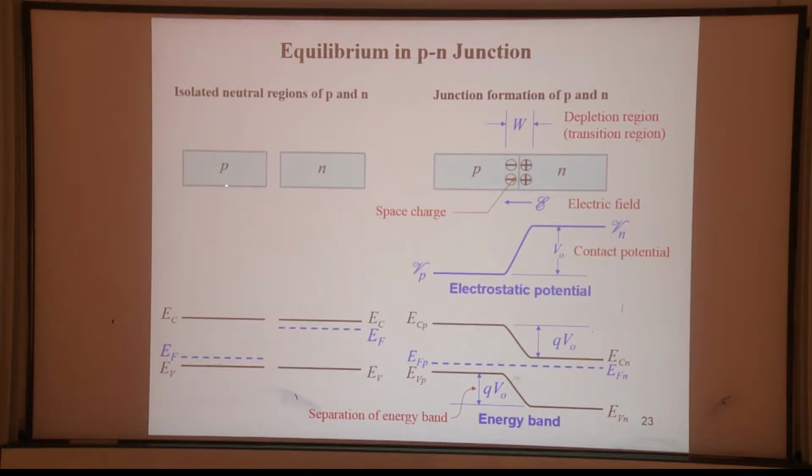For P-type semiconductor, we have the Fermi level very close to the valence band. Actually, the Fermi level will depend on the doping concentration. The higher the doping concentration, the closer the Fermi level is to the valence band edge, and it can even exceed the valence band edge when it is degenerate. And this is the energy band diagram of an N-type semiconductor.